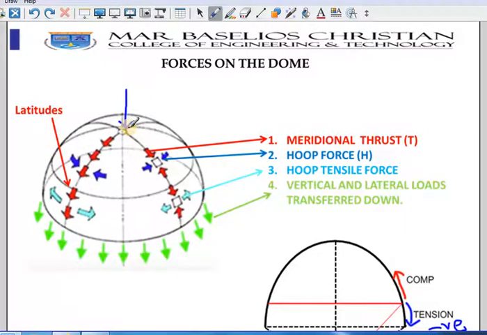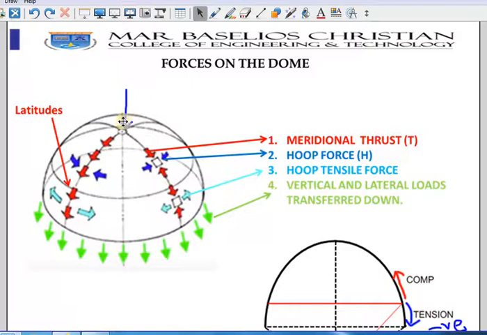So there will be mainly two types of forces which a dome will be subjected to because of the loads. One force is along the meridian, which is called meridional thrust, normally denoted by T. Another one is along the circle or along the rings, which is called hoop force. So these are the two forces which a dome is subjected to.